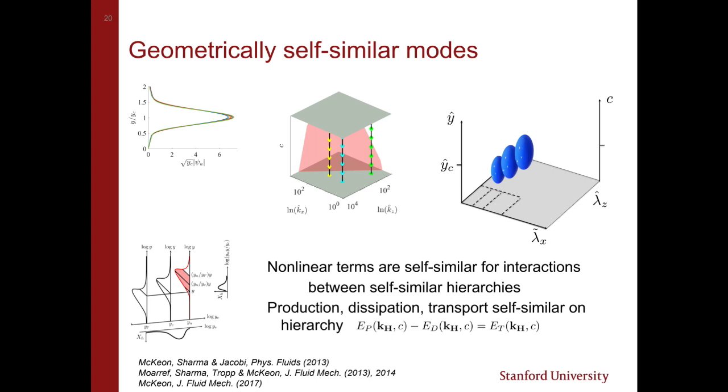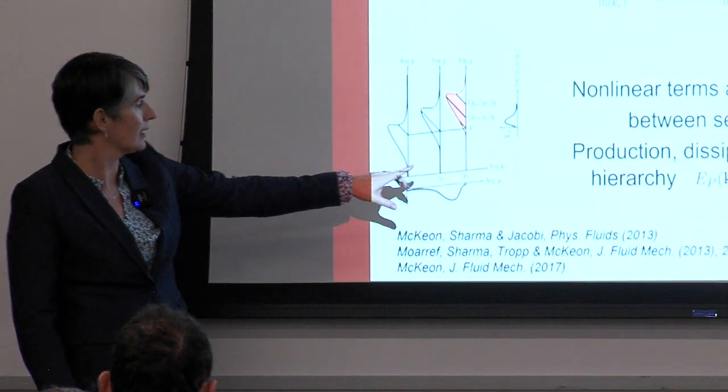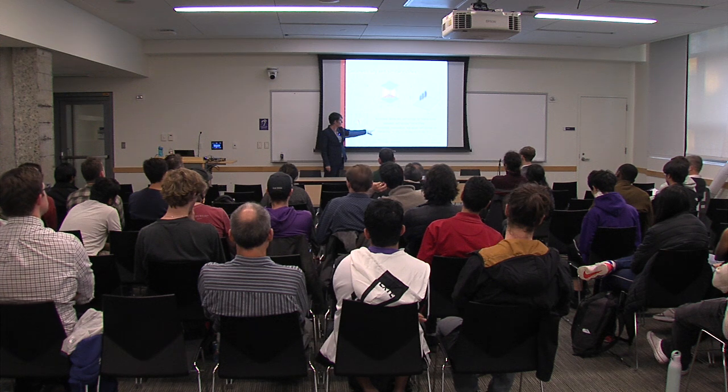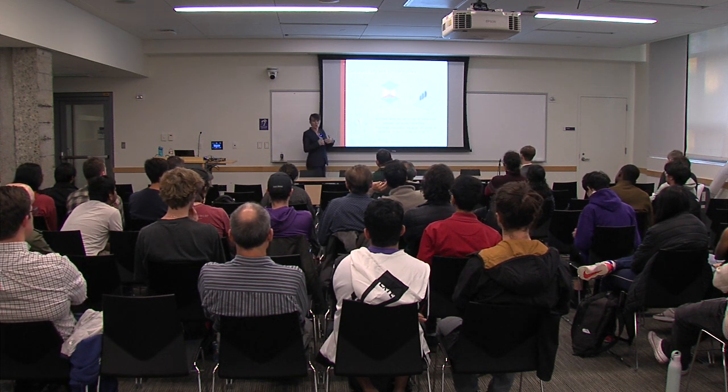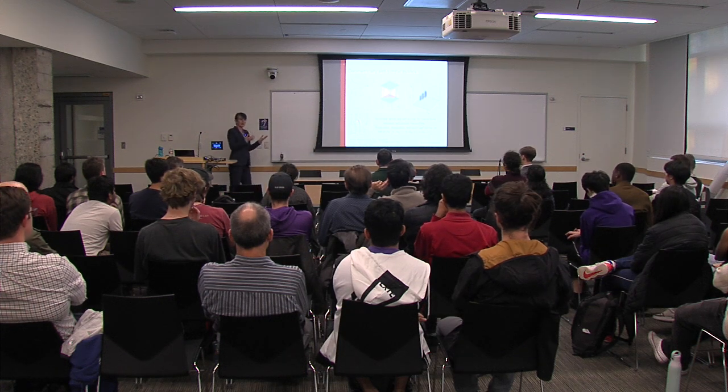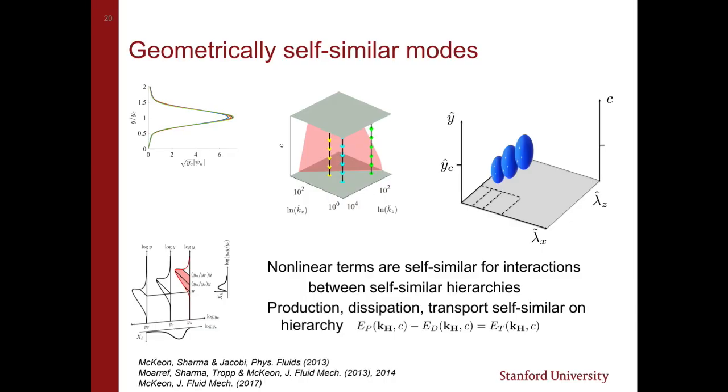I won't have time to talk about this here, but there's a really strong consequence of having modes that are self-similar in y and across Reynolds number. If I look at the spectral transfer and transport, then I can talk about the production, the dissipation, and the transport being self-similar on a hierarchy. So if I understand it at one Reynolds number, I understand it at all Reynolds numbers, which is a very strong statement. It's not to say we understand it yet, but if we did, then we would be able to leverage that at different conditions.